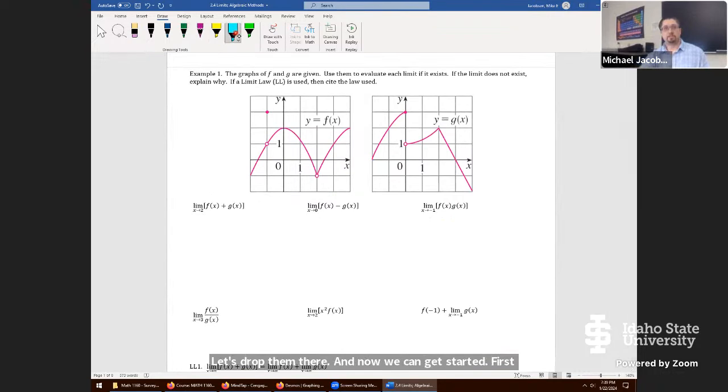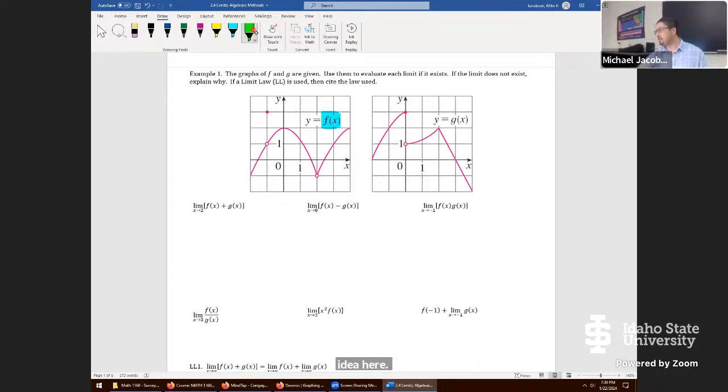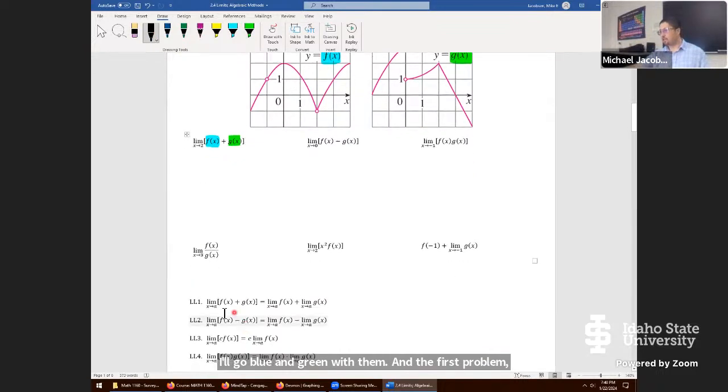First thing you might want to do is color coding, which is not a bad idea here. We're dealing with multiple functions. Here's our f of x function, g of x function. I'll go blue and green with them. In the first problem, we're taking the limit of f of x plus the limit of g of x. That means we should be using limit law number 1. That's the one that deals with the sum of functions. I'll put LL1 above here to say we're using that limit law.